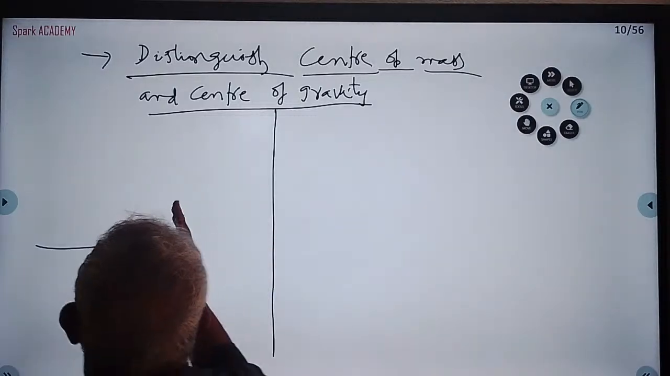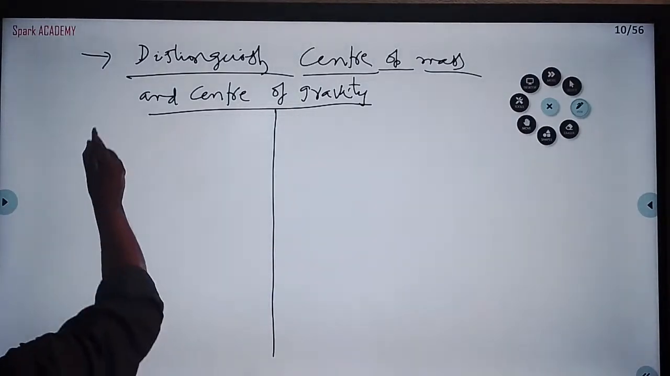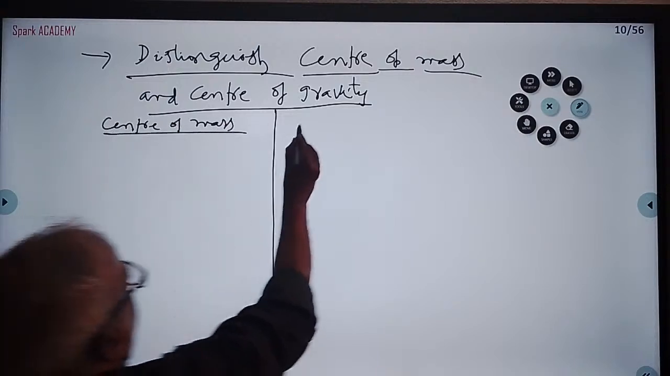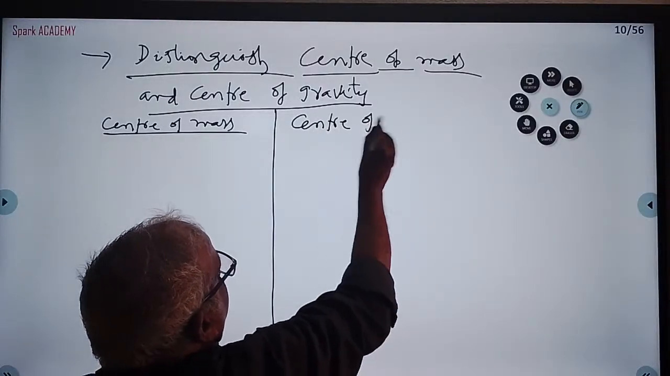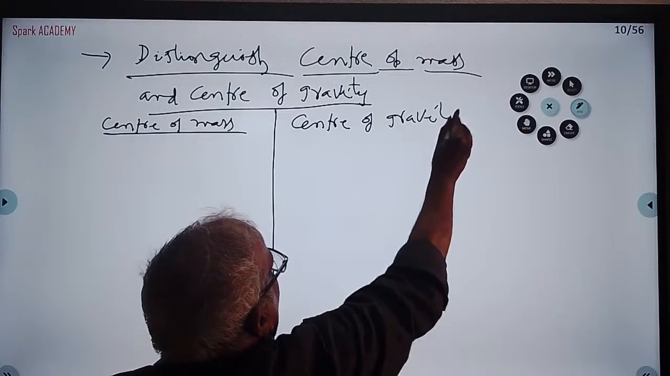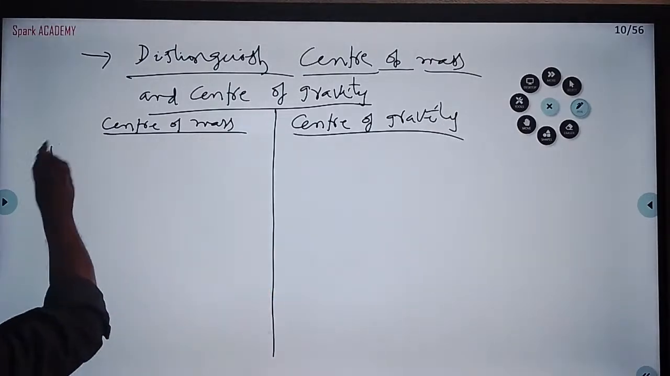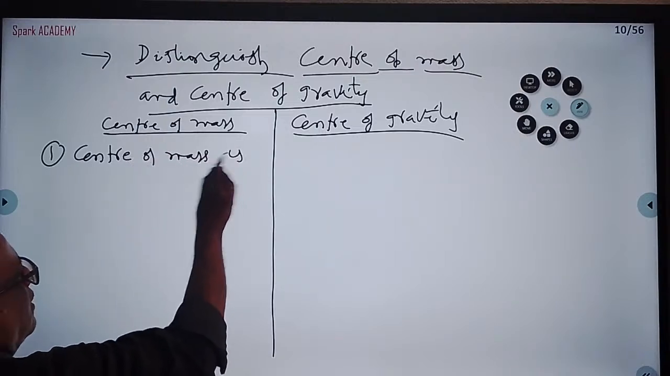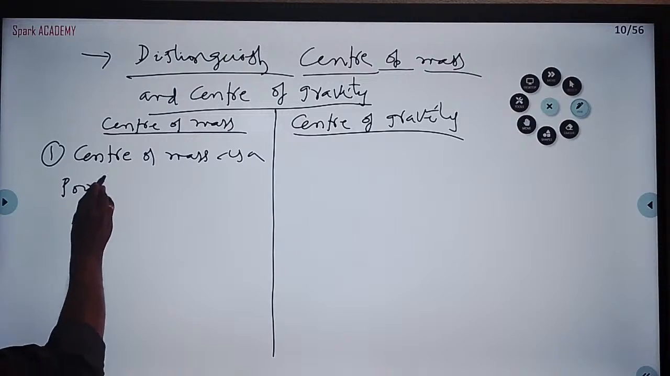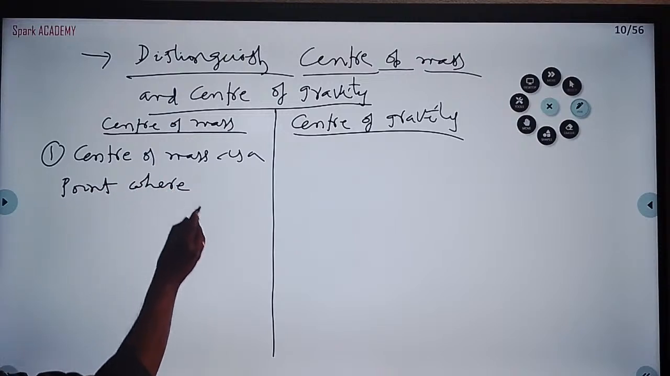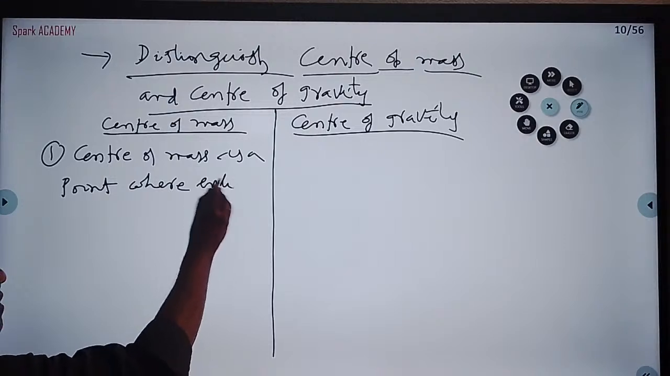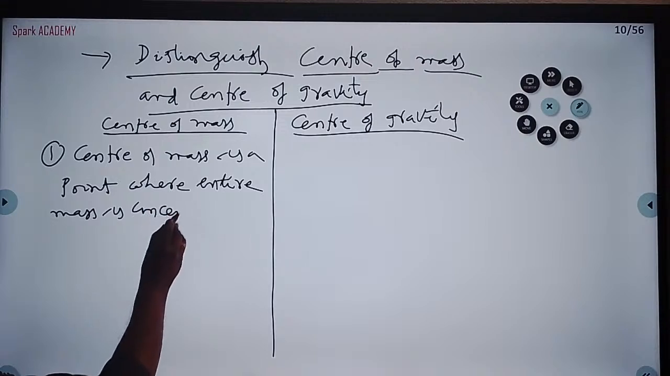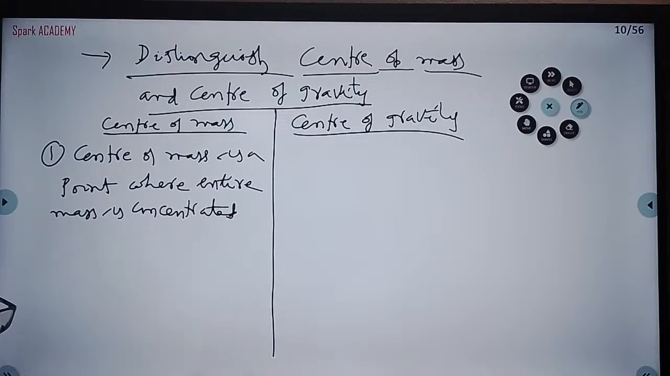Center of mass and center of gravity. Writing. This is center of mass. This side, center of gravity. What is the basic difference? Center of mass is a point where the entire mass is concentrated.